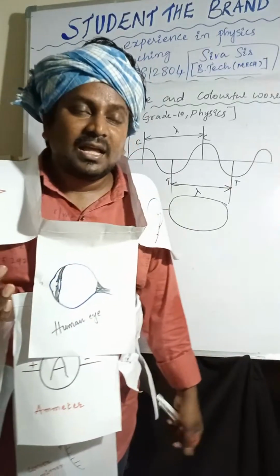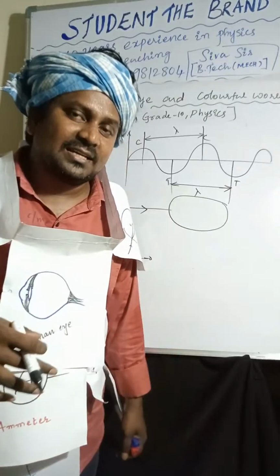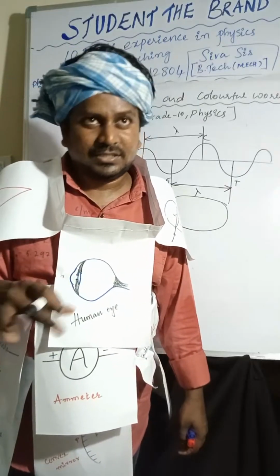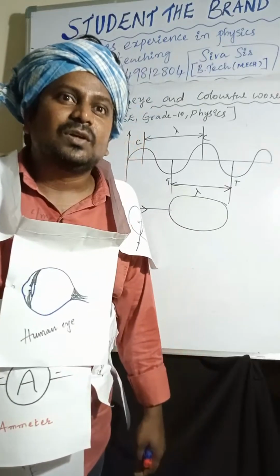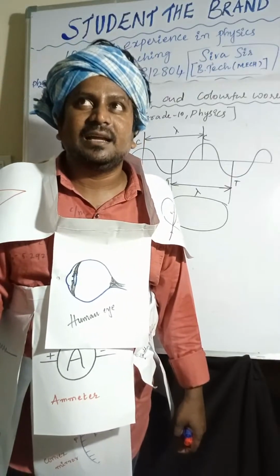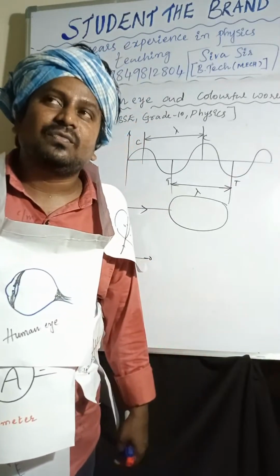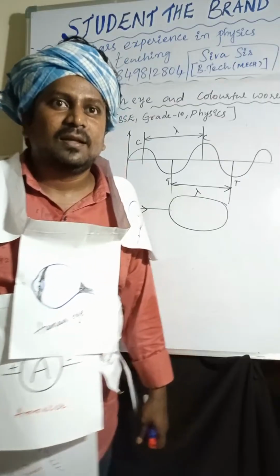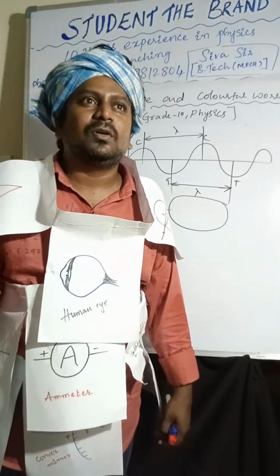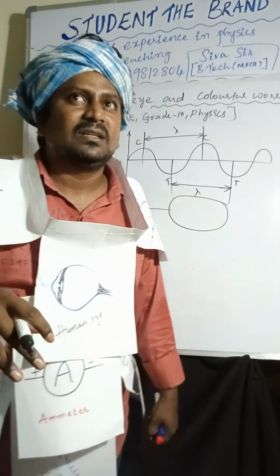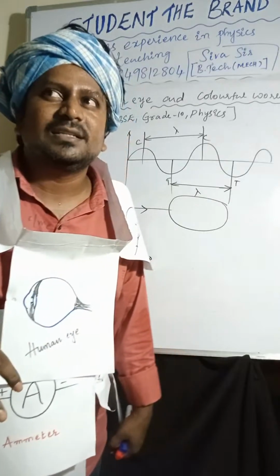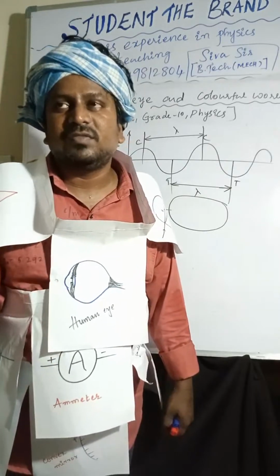And one more thing, next one, advanced sunrise and delayed sunset. Coming to these two and the remaining ones, we discussed them in the refraction phenomena. So that is about atmospheric refraction. The maximum points we have discussed. Scattering of light is also completed.